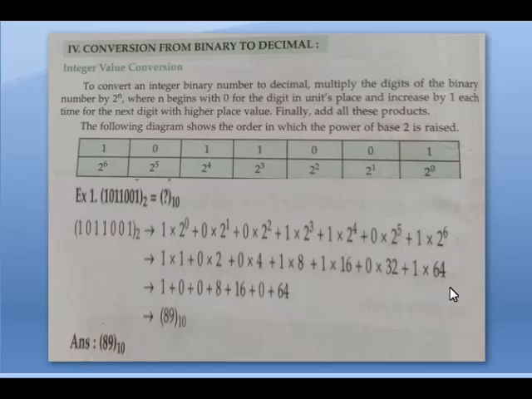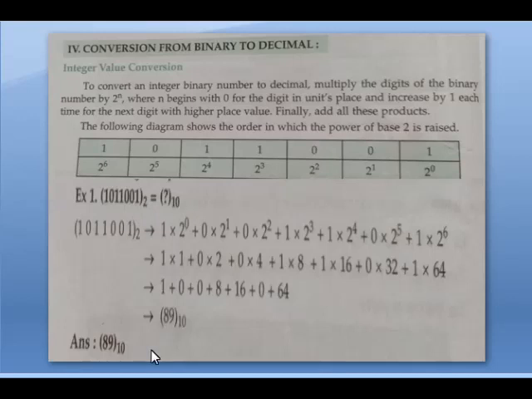1 into 1 is 1. If we multiply any number with 0, the answer is 0. So you will get 1 plus 0 plus 0 plus 8 plus 16 plus 0 plus 64. If we add the sum of all these digits, we will get the answer as 89 to the base 10. This is how we have to convert the binary value into a decimal value.